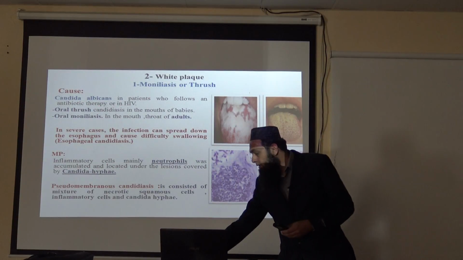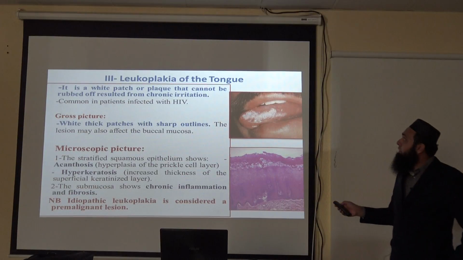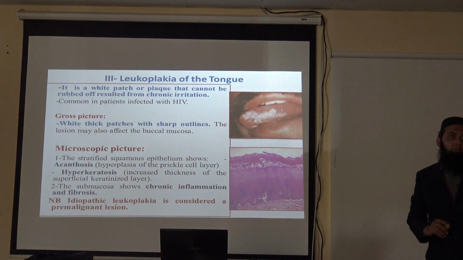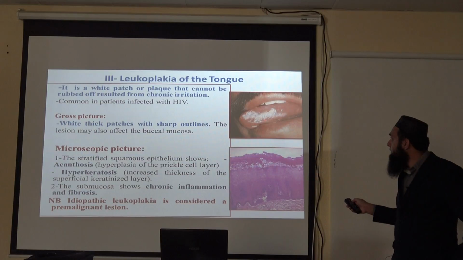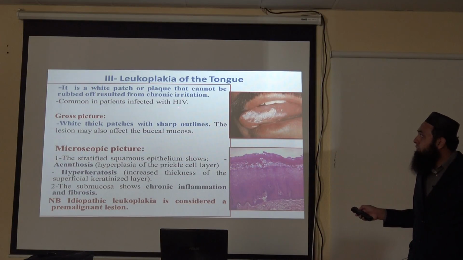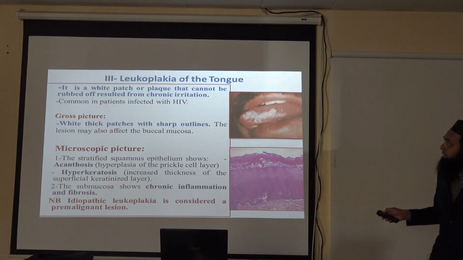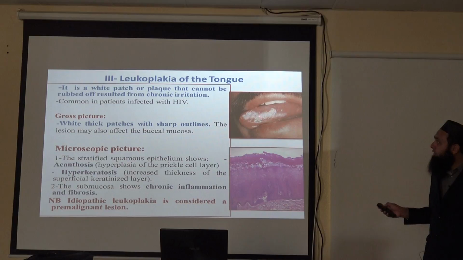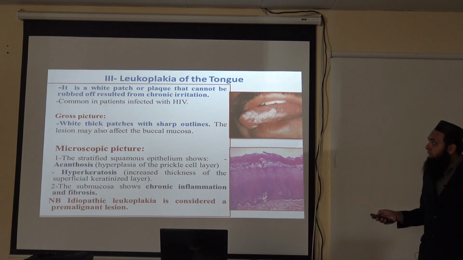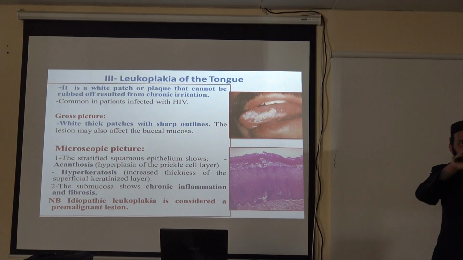Okay. Now we are talking about this one, leukoplakia of the tongue. Now chronic irritation is the cause. Something chronic, for long duration, something irritative to the tongue, it can lead to this case. And again, it is more common in HIV patients. So what is there? The white patch or plaque, and it cannot be removed from there. So gross picture, what? White thick patches with sharp outline. So this is usually circular, or you can identify the margins of the lesion.